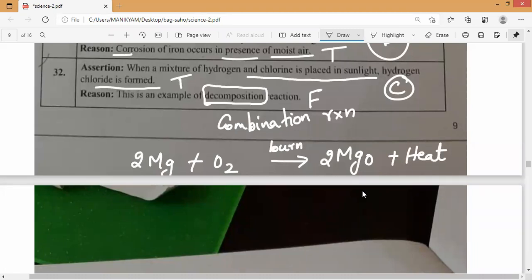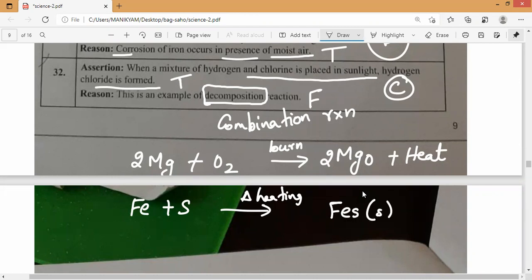Next, iron. Formation of iron sulfide. Fe plus S. This is also an example of a combination reaction. It is also by heating. By heating, we get FeS. Is it okay, all of you?